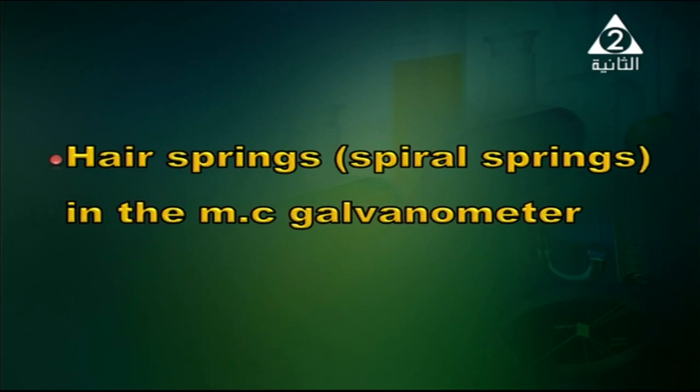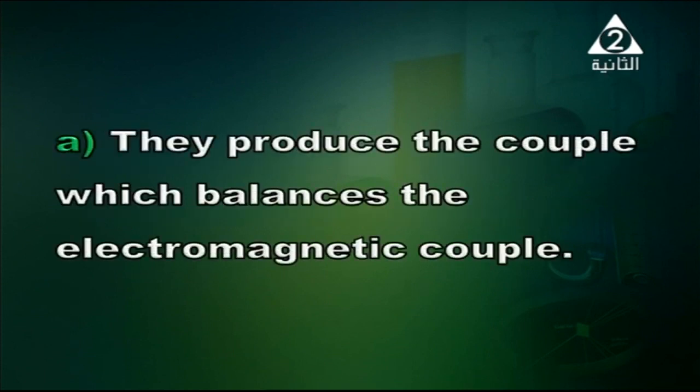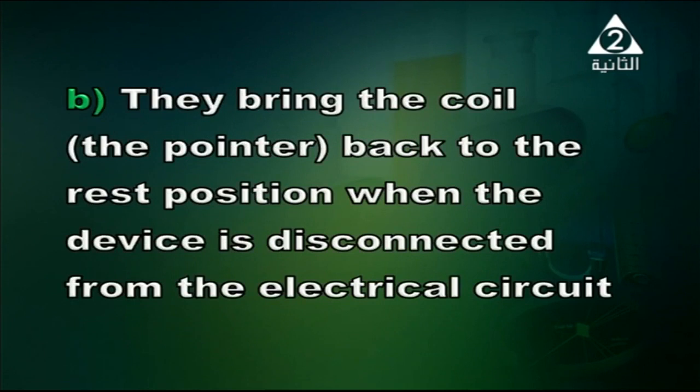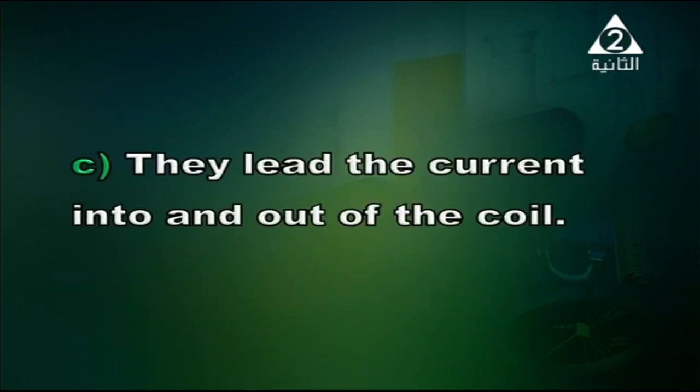What is the function of the hair springs, or spiral springs, in the moving coil galvanometer? They produce the couple which balances the electromagnetic couple. They bring the coil and the pointer back to the zero rest position when the device is disconnected after measuring the current. They lead the current in and out of the coil.